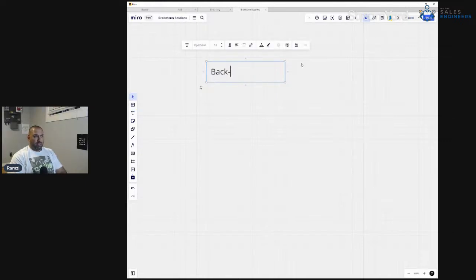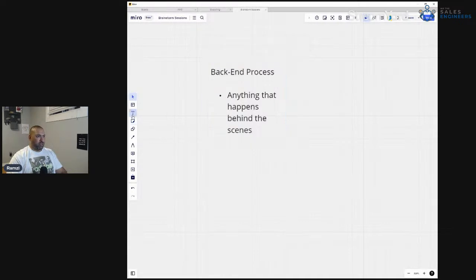Back end process. Basically, it's anything that happens behind the scenes. That's the shortest definition that I can provide. And as they say, the best definition is the shortest one.